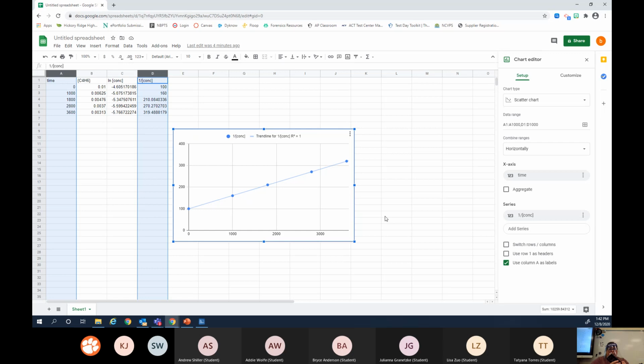But if you did it on your calculator, your slope, remember, is A whenever it's y equals mx plus b. So that A value is your slope, which we said was equal to positive K. So that is your K value. So remember, second order, the slope is equal to K. For zero order and first order, the slope is negative K, so you have to change the sign on it.